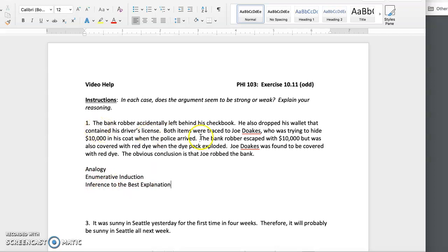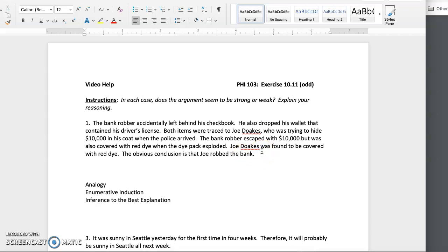All right, so number one, the bank robber accidentally left behind his checkbook, dropped his wallet with his driver's license. Both were traced to Joe Dokes, who was trying to hide $10,000 in his coat when the police arrived. The bank robber escaped with $10,000, but was also covered with red dye when the dye pack exploded. Joe Dokes was found to be covered with red dye. The obvious conclusion is that Joe robbed the bank.